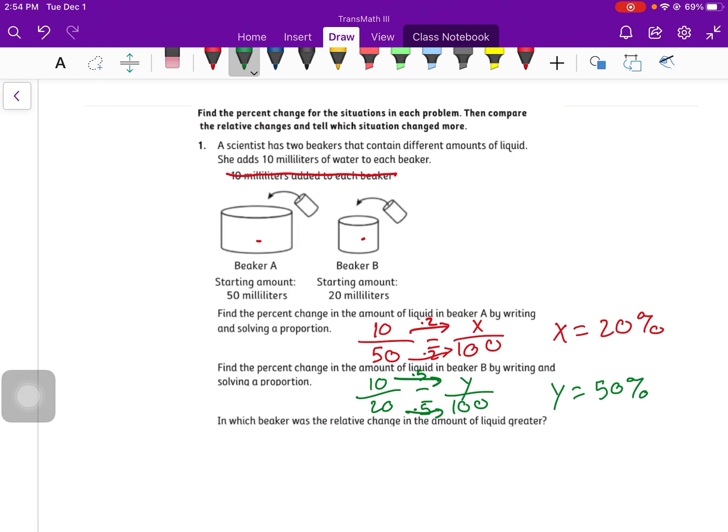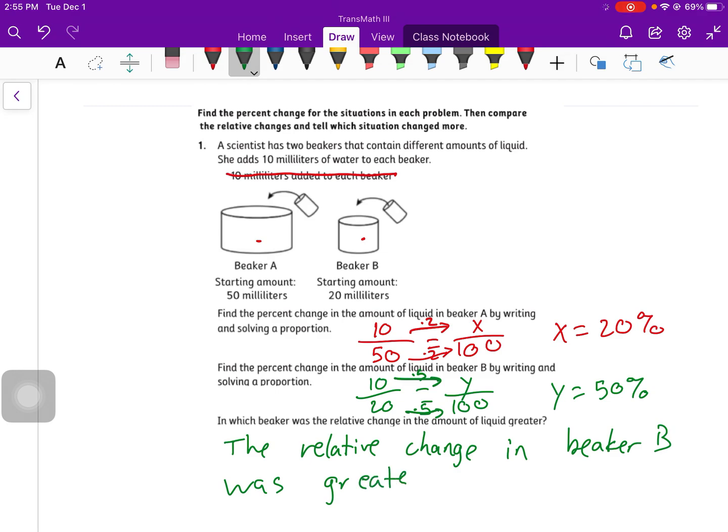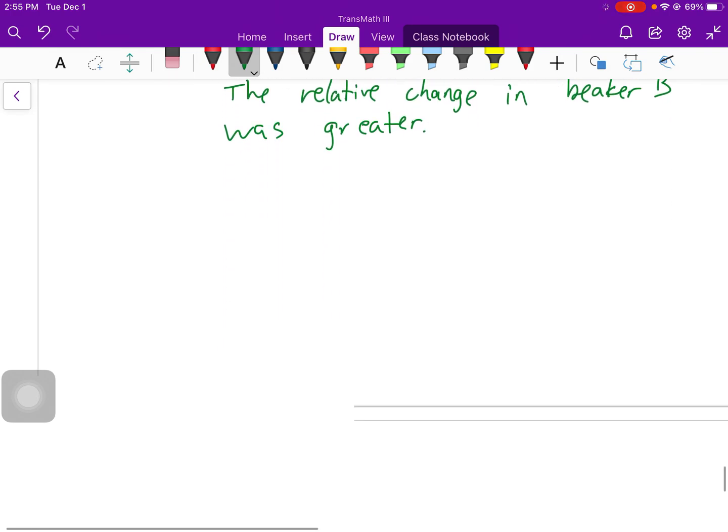So which beaker had the greater relative change? The relative change in beaker B was greater, because 50 is bigger than 20. 50% is bigger than 20%.